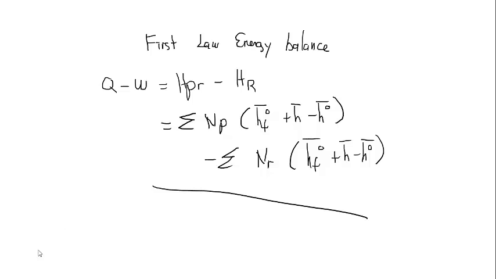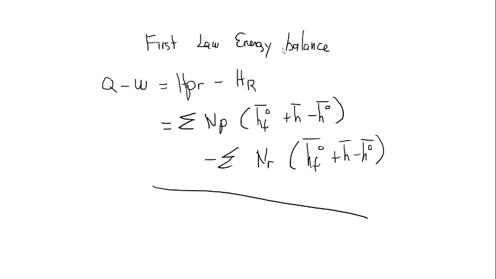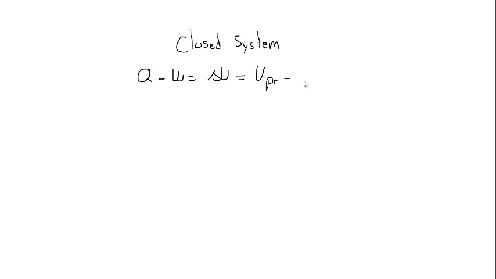This would be for an open system, right? Products flowing in and flowing out. If I were to do a closed system, it would be a little bit different. I would have Q minus W equals delta U, right? Where delta U would be the U of the products minus the U of the reactants.